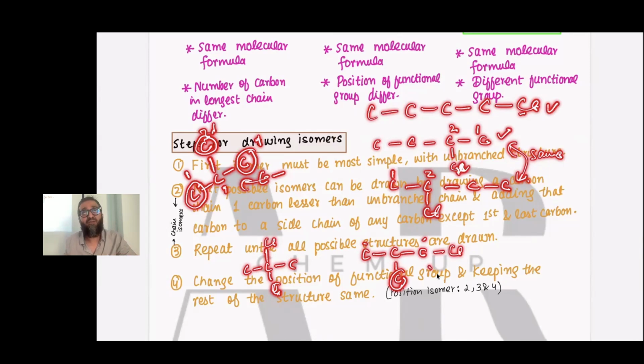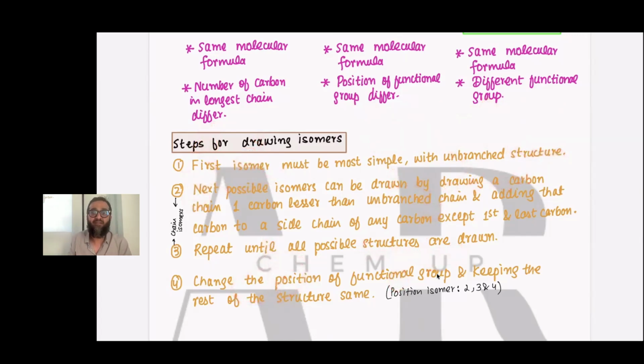Then the third possibility would be branch chain and chlorine on the first carbon. Then branch chain and chlorine on the second carbon. And if we don't have any other possibility, it means that we are done. We are able to make all the possible structures. So if you follow this order, making one change in one step only, and then drawing another structure for another chain, you will be able to draw all the possible isomers correctly. Otherwise, there is a high chance of making mistakes.